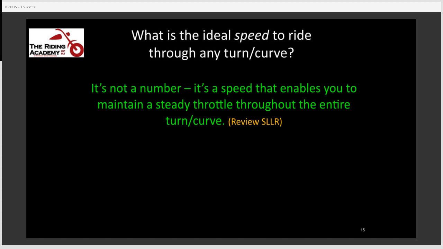A lot of people think that pulling the clutch will slow you down. No, it won't. If you're doing 40 miles an hour on the road and you pull the clutch, you're still going to be doing 40 miles an hour. If you're going downhill doing 40 miles an hour and you pull the clutch, you're going to go faster. If you're going uphill doing 40 miles an hour and pull the clutch, yeah, you probably will slow down, but you're going to have some different issues. So pulling the clutch will not slow you down.